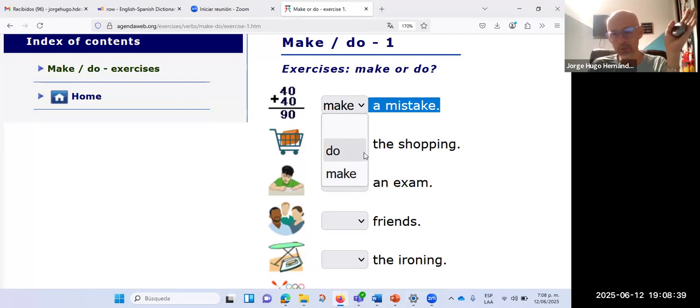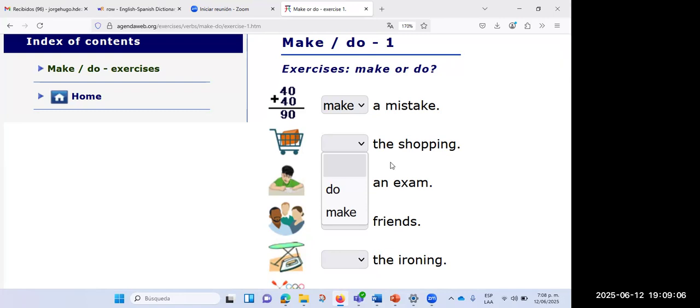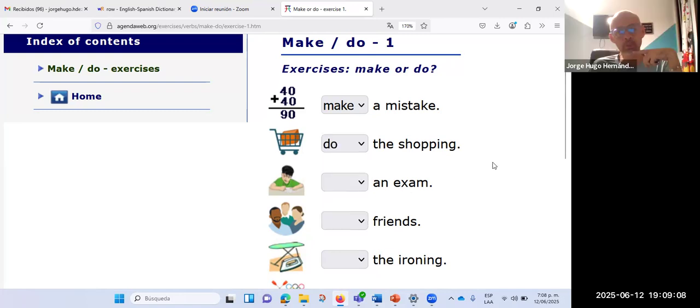But in English, we have to differentiate when we use each one of them. And after this exercise, I'm going to explain when we use do and when we use make. But we're going to do this exercise in order for you to start studying how we use these verbs. Okay, now we do the shopping or we make the shopping. What do you think? Do the shopping. Okay, we do the shopping. It's very clear, the expression.